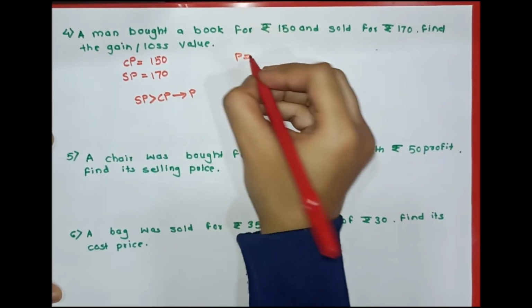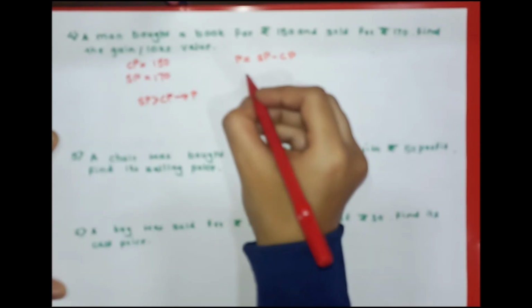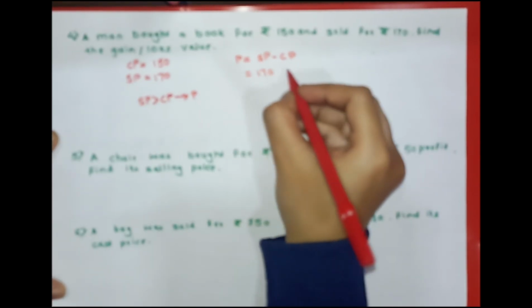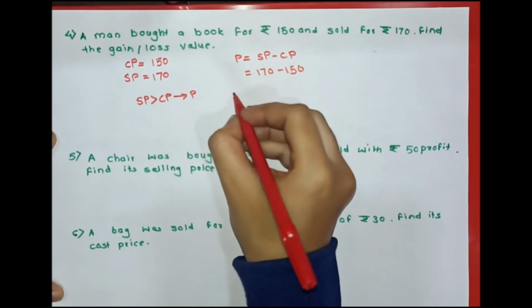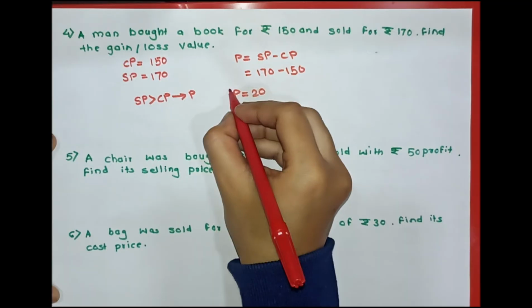And profit is given as selling price minus the cost price. So here it is 170 minus 150, and the profit or the gain value is 20 rupees.